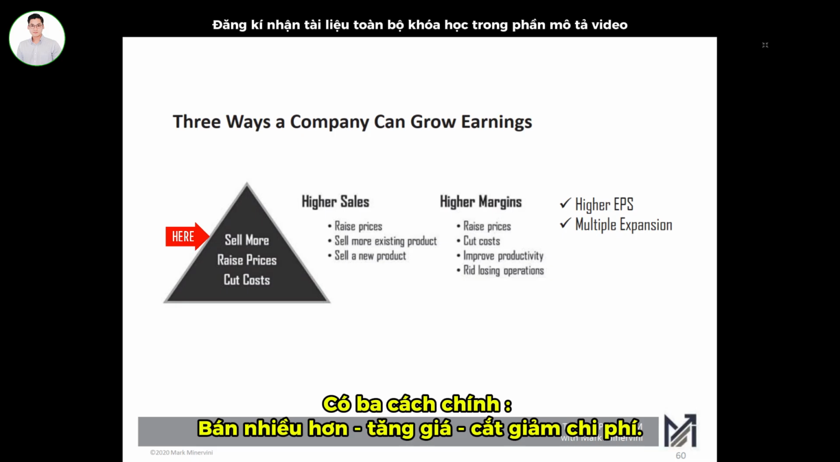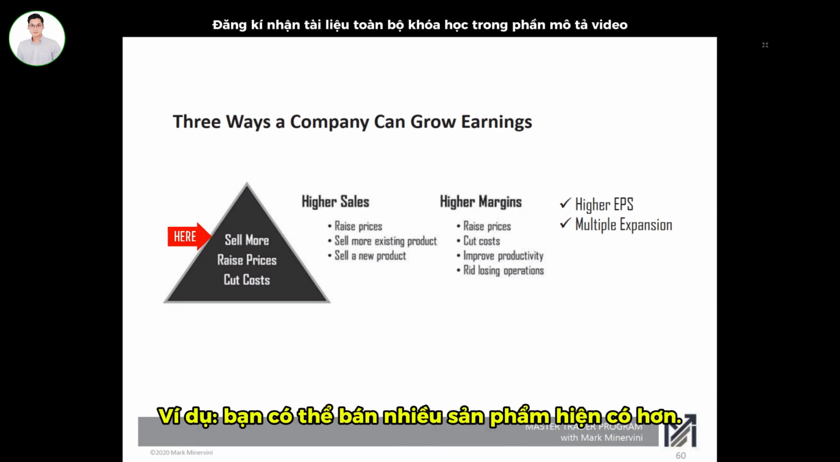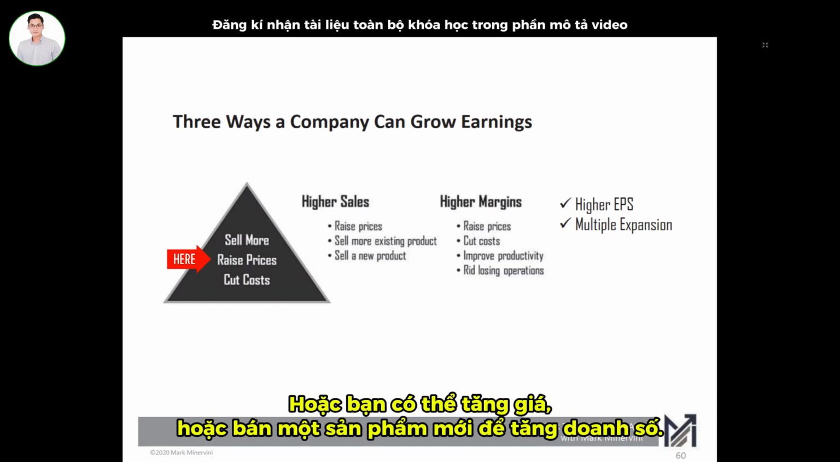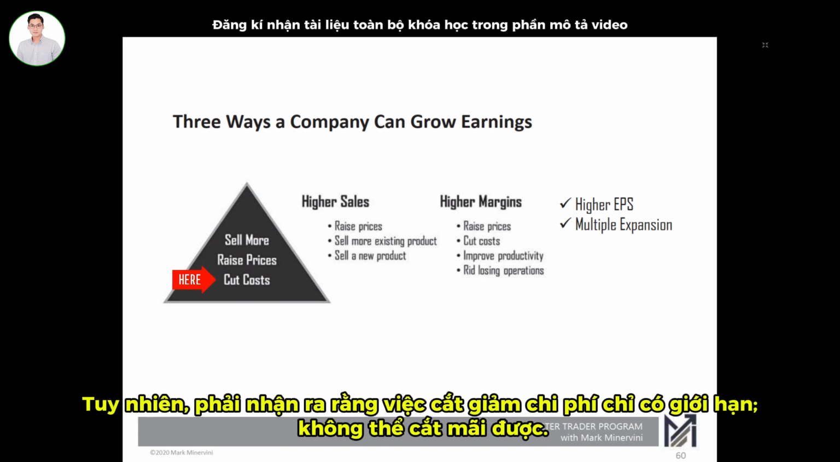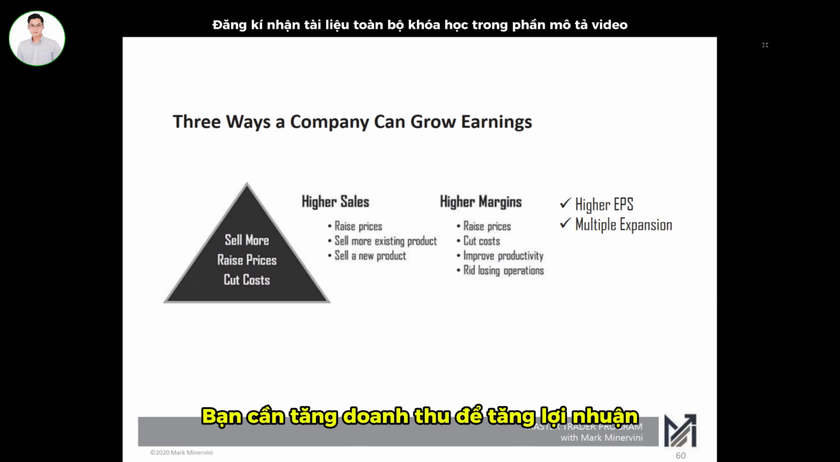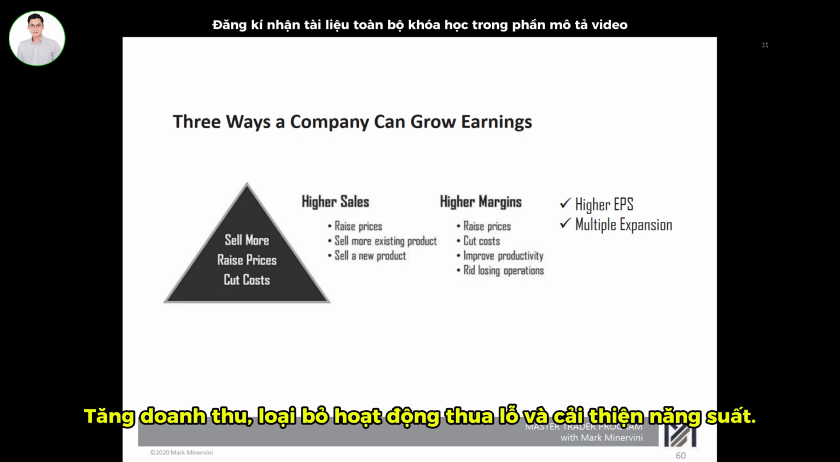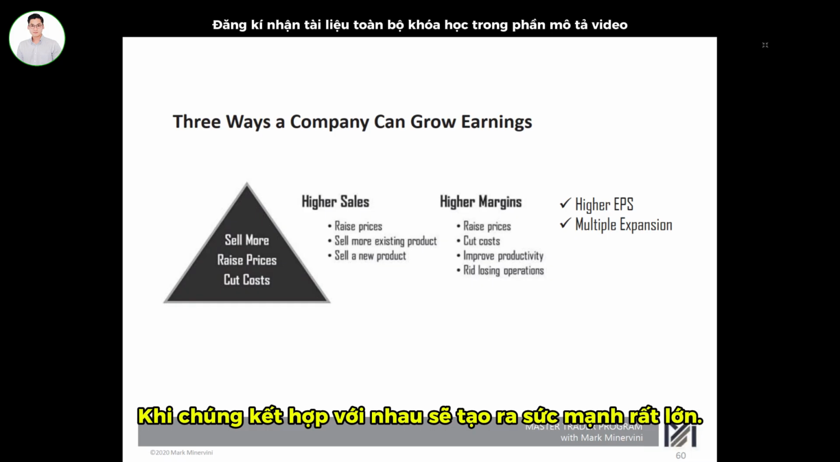Now, there are some things that you have to know about this. For instance, you can sell more of an existing product, or you can raise prices, or you can sell a new product, or you can cut costs and rid losing operations. You can improve productivity. Here's the thing to realize, though. If you cut costs, there's only so much you can cut. After a while, you cut costs and there's no more to cut. You've got to grow the top line to grow earnings, so you're going to have to grow revenue. Ridding losing operations and increasing productivity, all that's great. And when you combine that with the growth of the sales, this is where it gets very powerful.